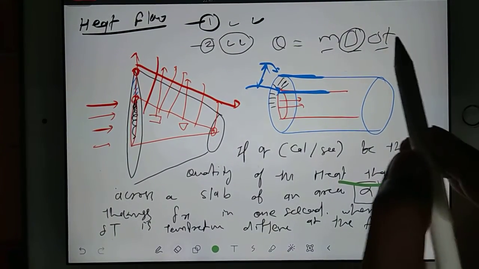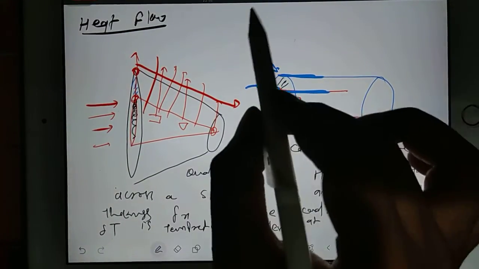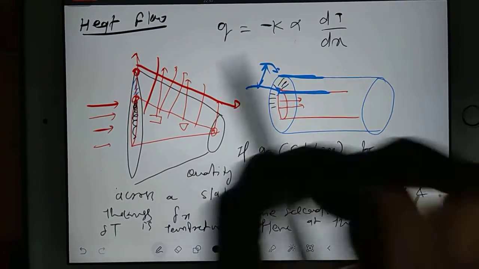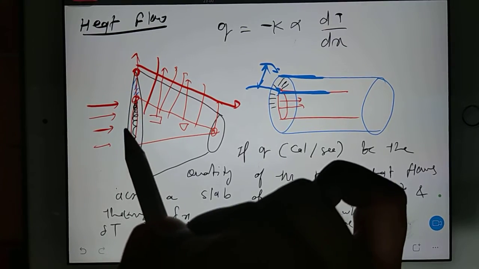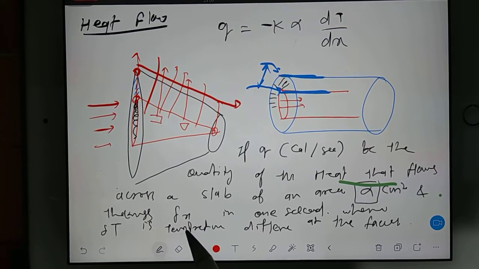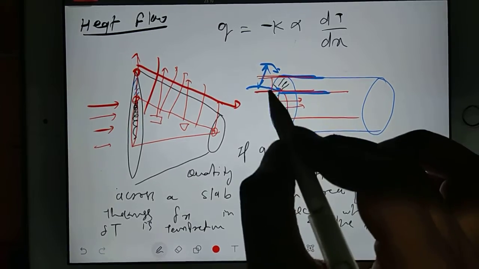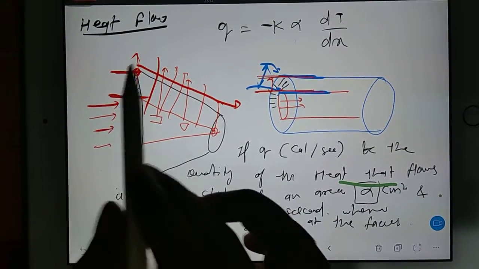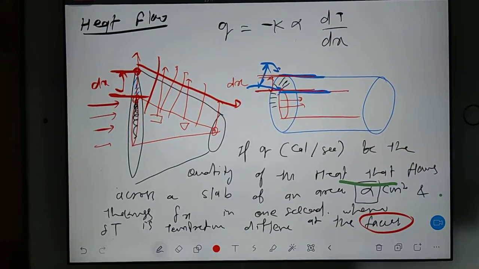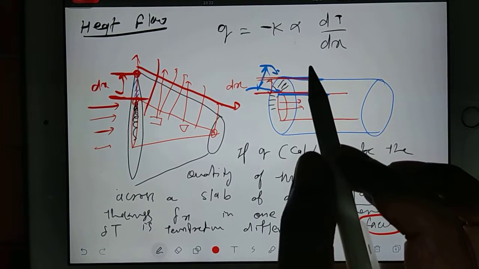So that equation I can write like this: Q is equal to minus K alpha dT by dx. Now what is dx here? This dx is thickness. Here you have thickness dx, here you have dx. Means the thickness, like how thick your material is. That is your thickness.